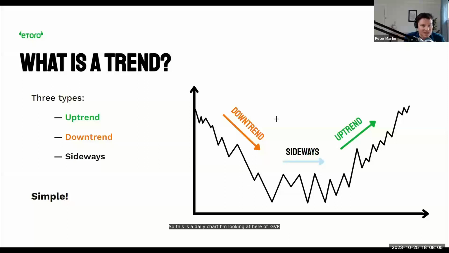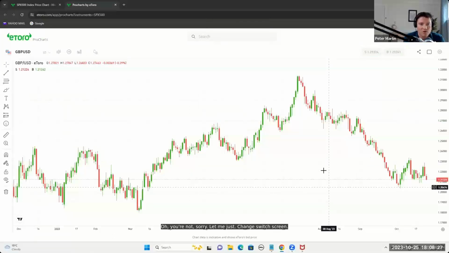So this is a daily chart I'm looking at here, we can see the chart. We see the presentation now. Oh, you're not. Oh, sorry. Let me just switch screen while I'm sharing. There we go. Thanks for that, Matty. Okay, so this you should be able to see now.